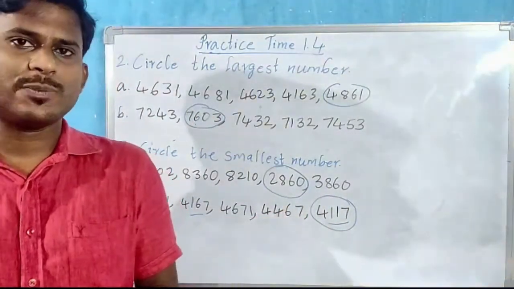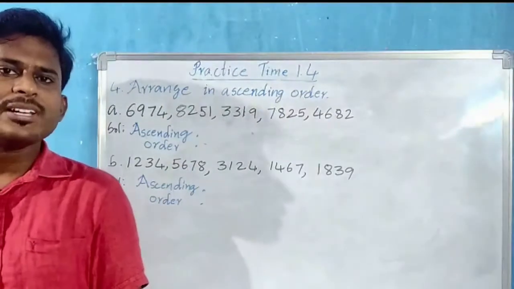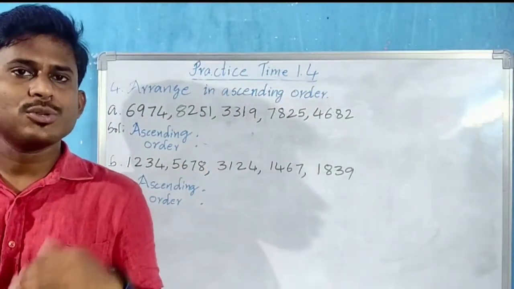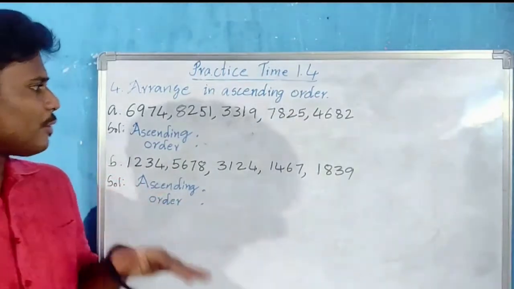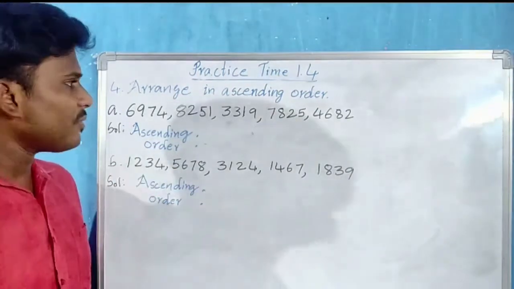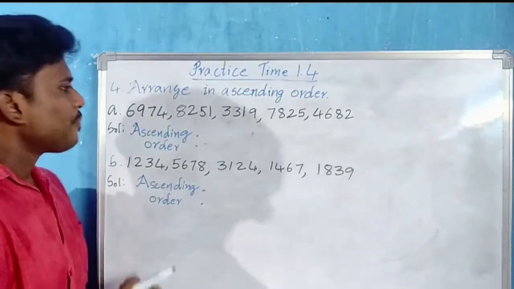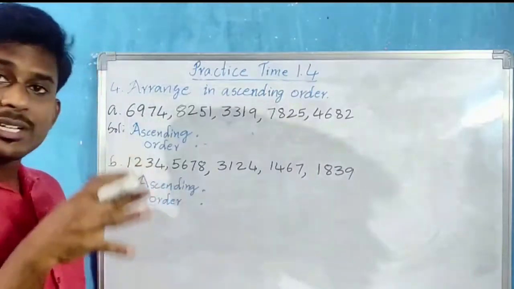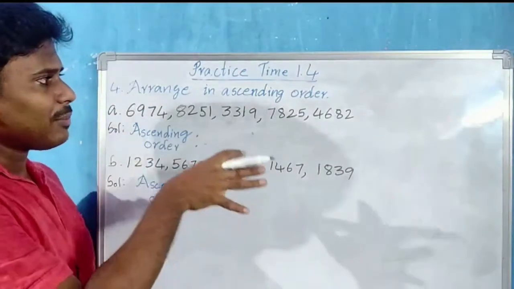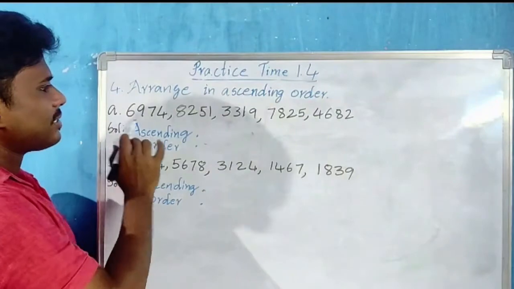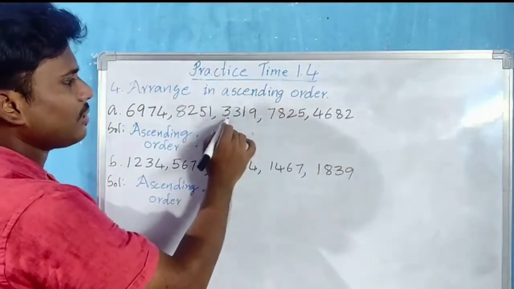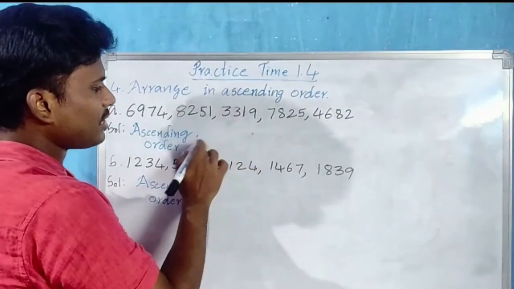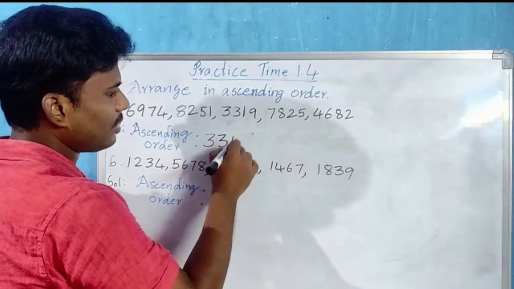Now let us go for the fourth bit, ascending order. Fourth bit: arrange the following in ascending order. That means smallest number to biggest number. So from the smallest number to the largest number, we have to arrange the given numbers. Now what will be the smallest number? If we compare in the thousands place, whichever digit is smallest, that will become the smallest number. Thousands place, see here, compare. Here, this is the smallest digit in the thousands place of the given numbers. So this number will be the smallest number.